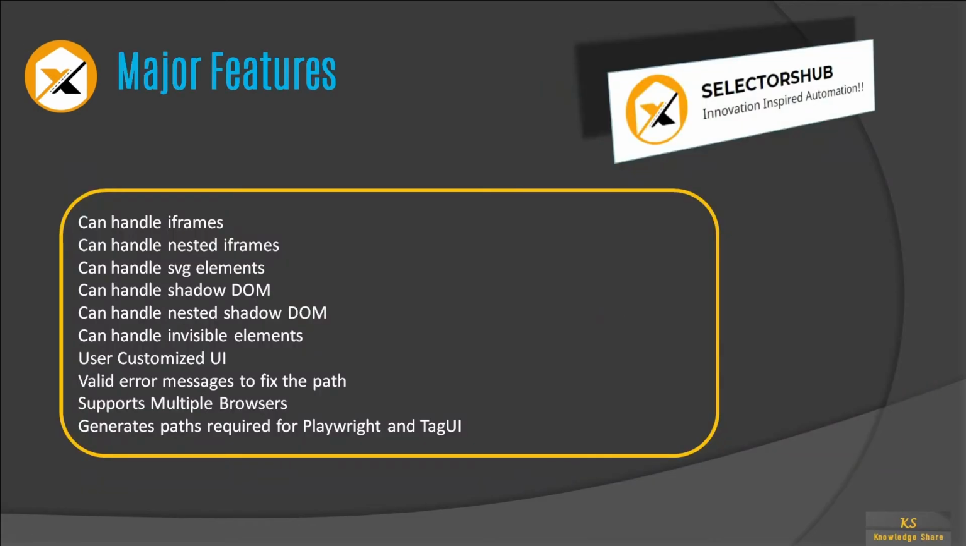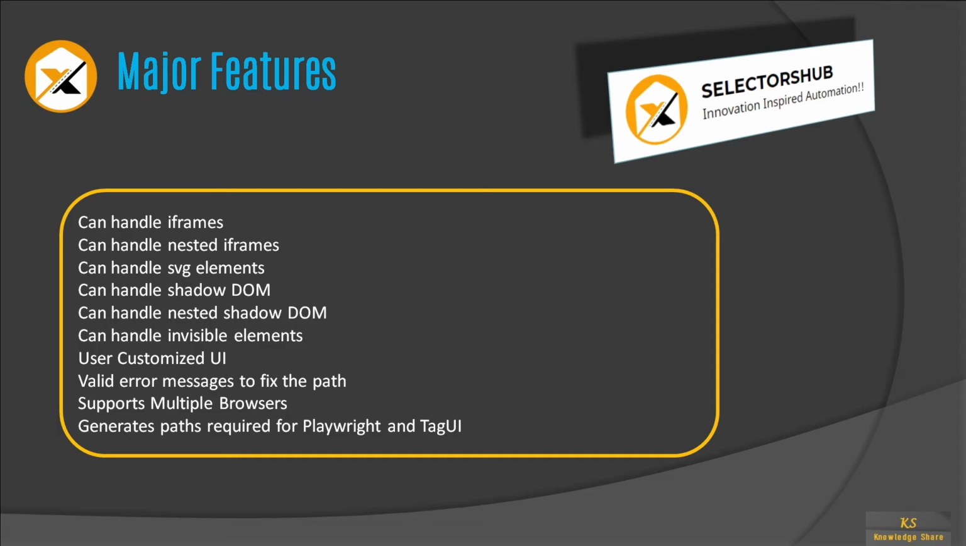Okay, and let's see the major features. I think I almost covered all the features, but there are a lot of features coming up and being updated on a day-to-day basis or monthly basis. You can keep a watch on the Selector Hub website and the Selector Hub channel. But the major features which people will be looking at when they are using the Selector Hub tool are these features which I am displaying here.